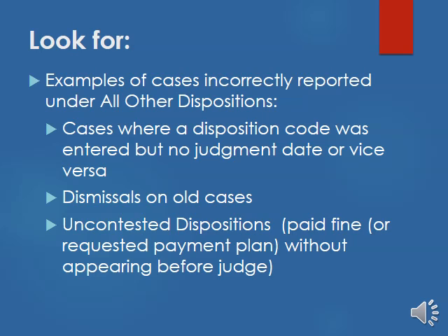Look for instances where cases had been incorrectly reported under all other dispositions. One example was where vendors had the software automatically set so that if a disposition code was entered but no judgment date, or vice versa, it would populate on the All Other Disposition line. Another was in the dismissals of old cases, those where the court is attempting to clear the docket of old cases that will not be pursued. These cases should be reported as dispositions prior to court appearance or trial, disposition by prosecution. One more example was when cases should be reported as an uncontested disposition when a payment plan was set up. If the court costs, fines, and fees were paid in full, they were reported on the correct line. But if the defendant set up a payment plan, they were reported on the All Other Disposition line.